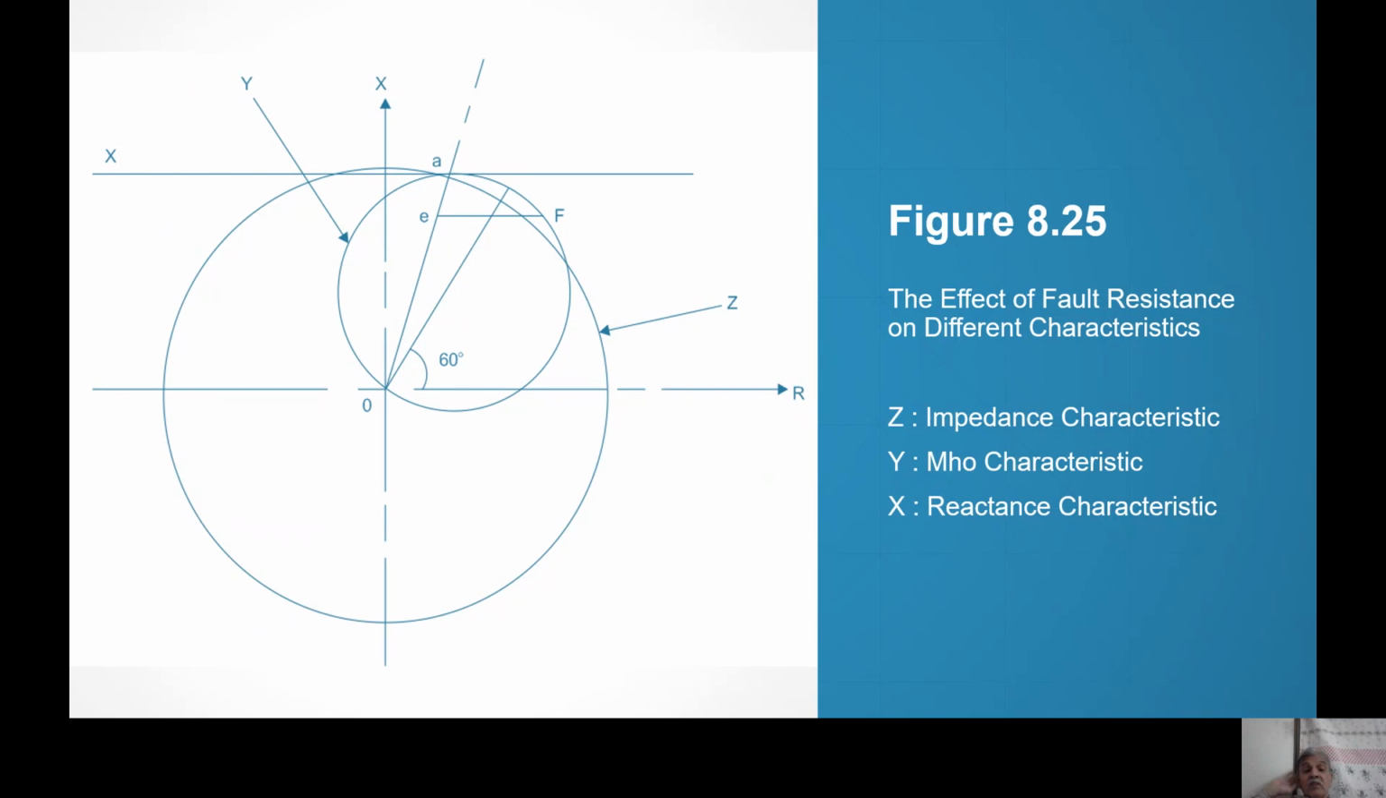So we have to make a compromise everywhere, right? Therefore, compromise is engineering. Compromising things is itself engineering. So out of these four characteristics, mho is the best.